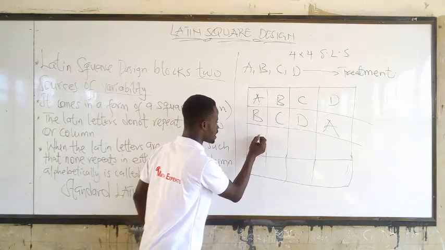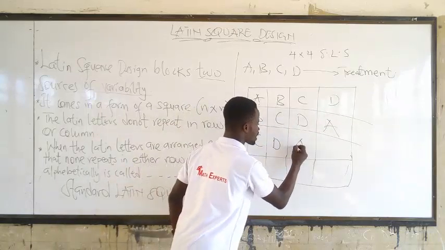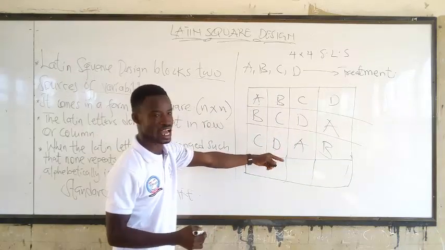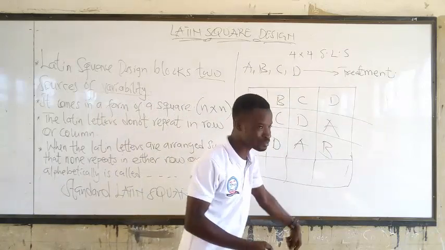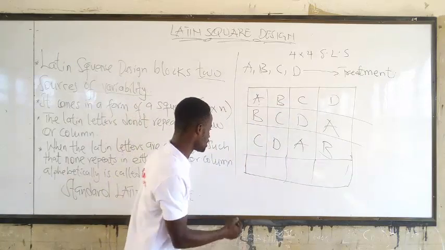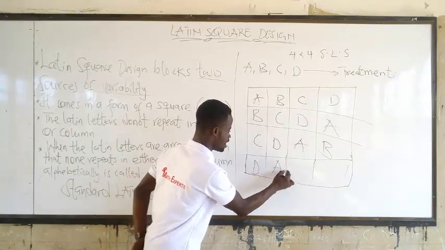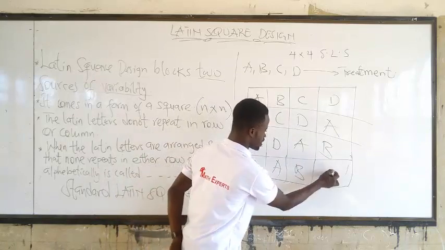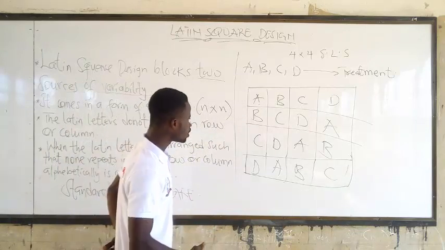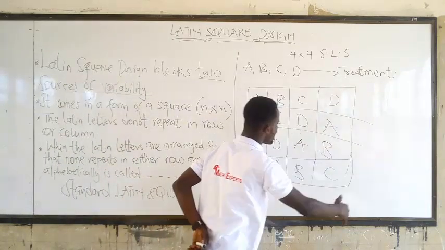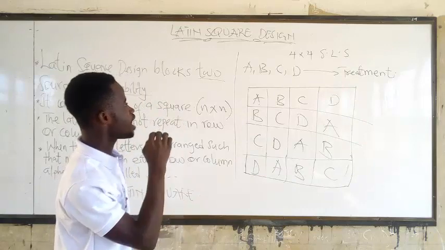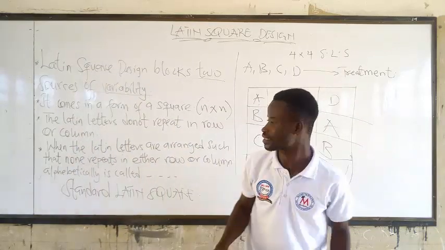Good. So let's bring this here. D comes here, A comes here, then the last one, B. Beautiful. There is no repetition, and there is no repetition in the other side too. In the column there is no repetition there too. Here too we can bring D here, A here, B here, then we bring the C here. Wow. So now you can see that there is no repetition in the row and there is no repetition in the column. Beautiful. So this is the standardized Latin square design.